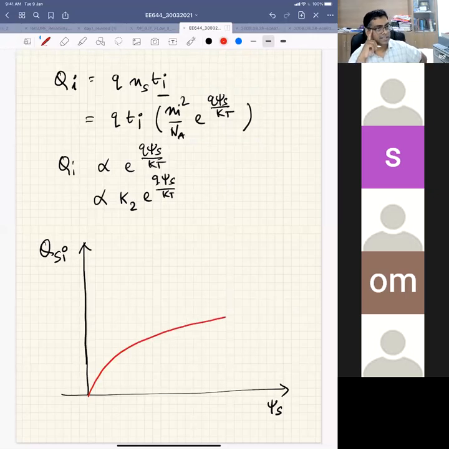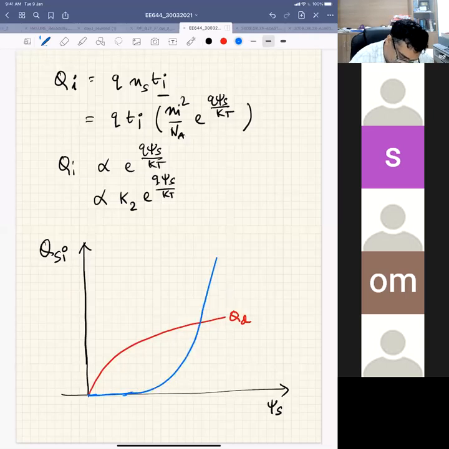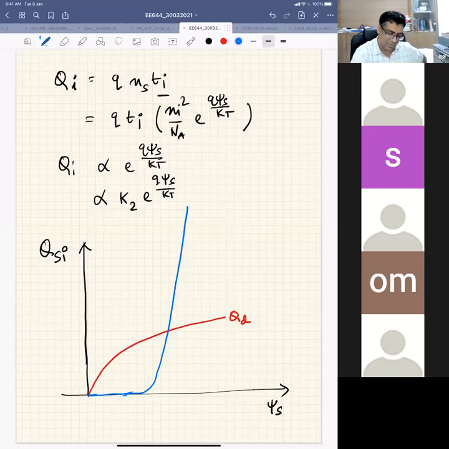This is root over psi s, right? And your Qi, so this is my Qd, and your Qi is increasing exponentially. If I plot this on a linear plot, you see it is increasing exponentially. So basically your Qi will drop, and at this point the Qi becomes more than Qd, which is almost equal to 2 times psi b, right?